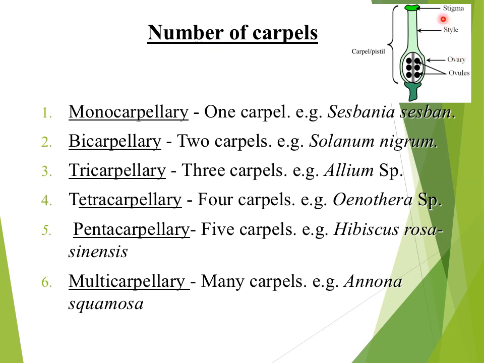Now we are talking about the number of carpels. Monocarpellary, one carpel: Cicer, Pisum. Bicarpellary, two carpels: Solanum nigrum. Tricarpellary, three carpels: Allium species. Tetracarpellary, four carpels: Oenothera. Pentacarpellary, five carpels: Hibiscus rosa-sinensis. And multicarpellary, many carpels are there: Annona squamosa.